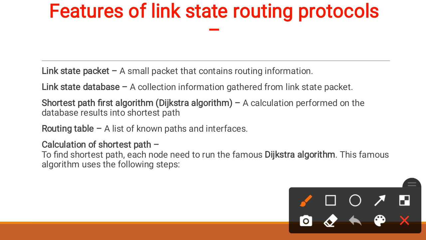Features of link state protocol. A link state packet is a small packet that contains the routing information, because when the packet is transferring from one router to another router, what is the route, who is the sender, who is the receiver, all this information should be there. That is a link state packet. Link state database is the collection of information gathered from the link state packets. Shortest path first algorithm: the calculation performed on the database results in the shortest path. Routing table is a list of known paths and interfaces.